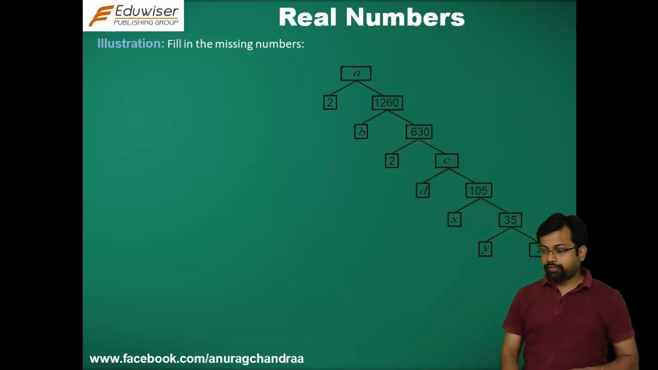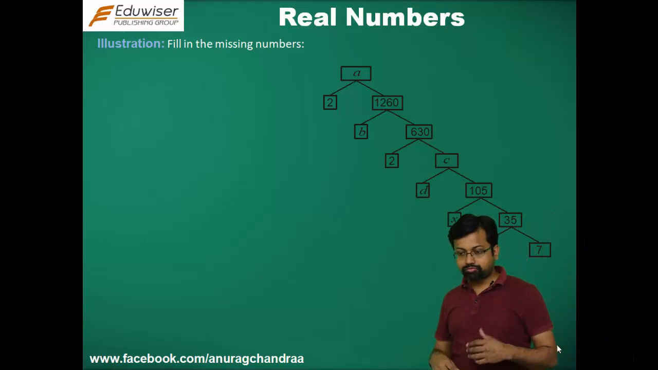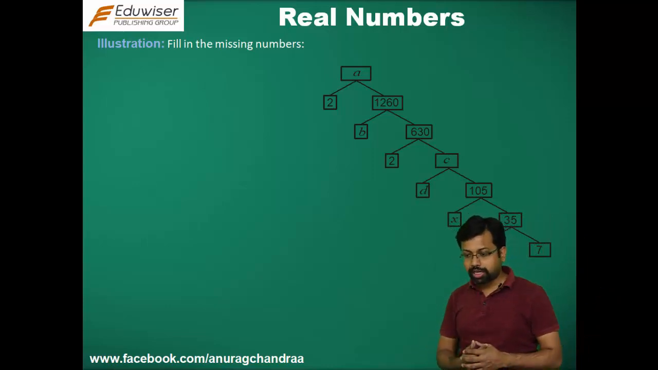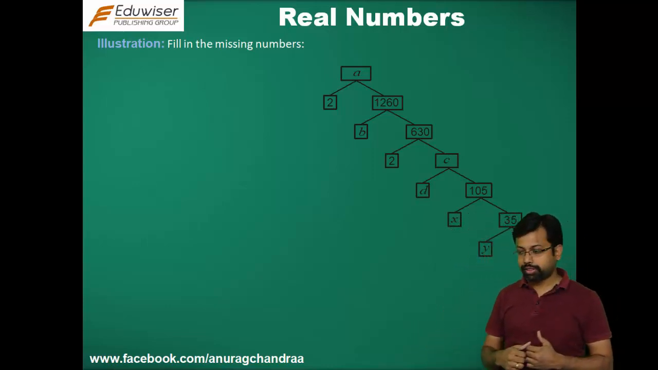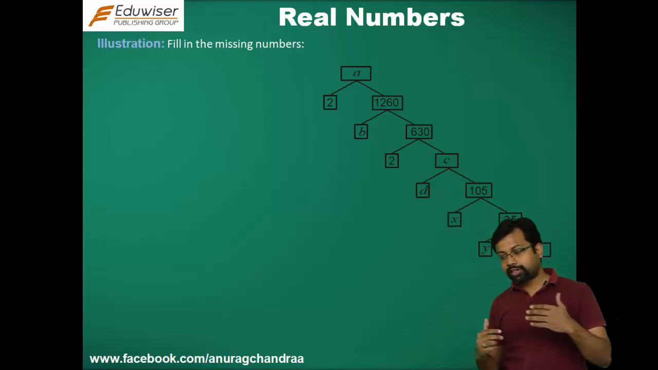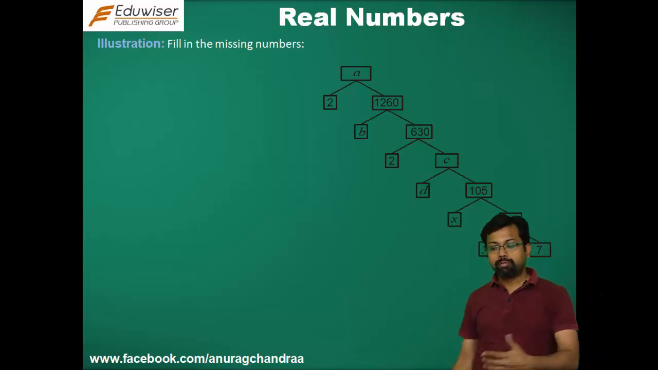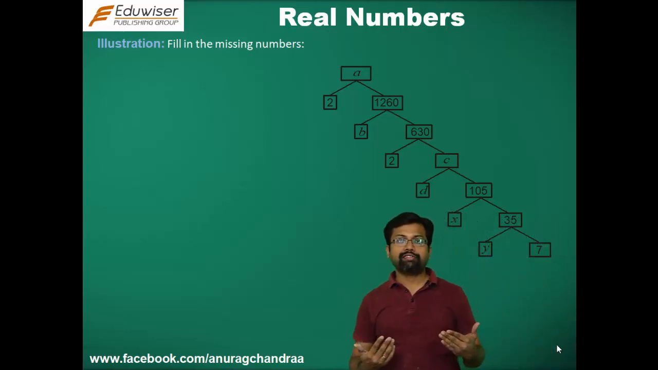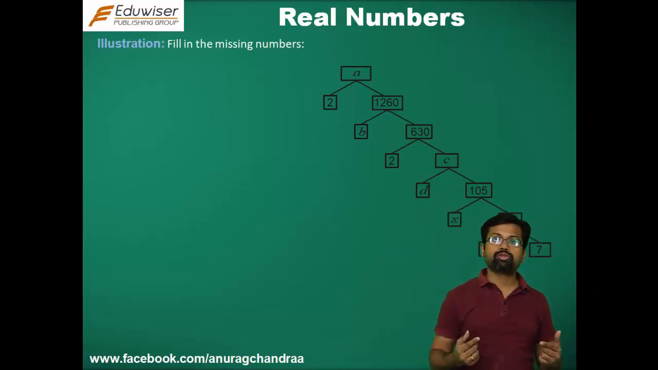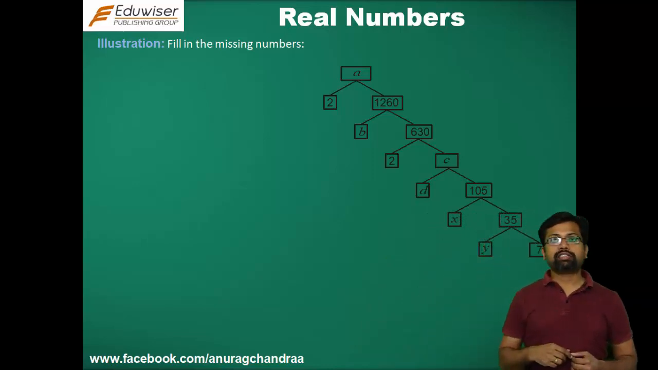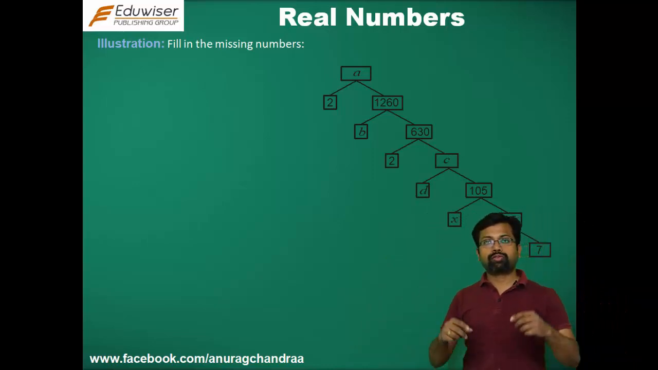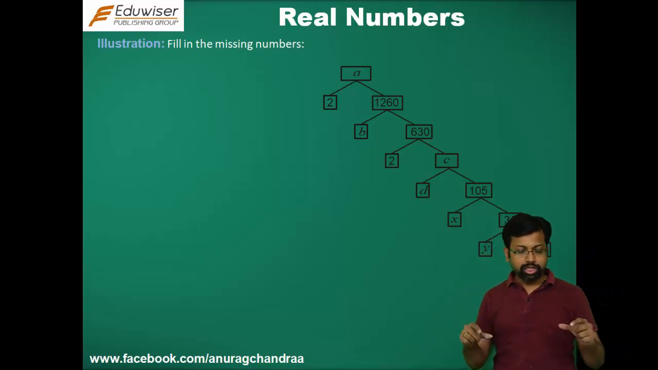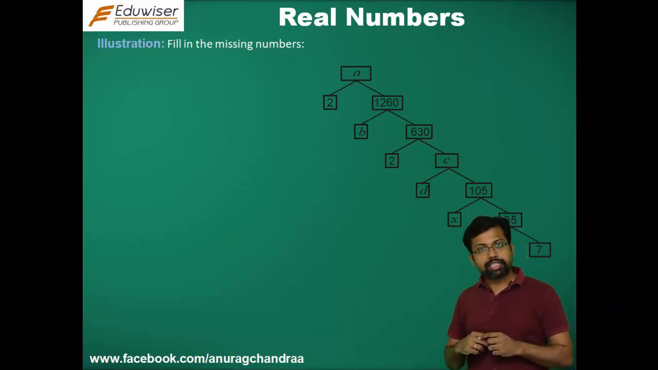Now let's take another factor tree. Now you have to find out the missing numbers A, B, C, D, whatever it is. Now we always start in a factor tree from the bottom, but here we can see that the number A can be directly arrived at. A is what? 2 into 1260. At the top, A is the parent node. It will be the product of its two child nodes. The two child nodes are 2 and 1260.